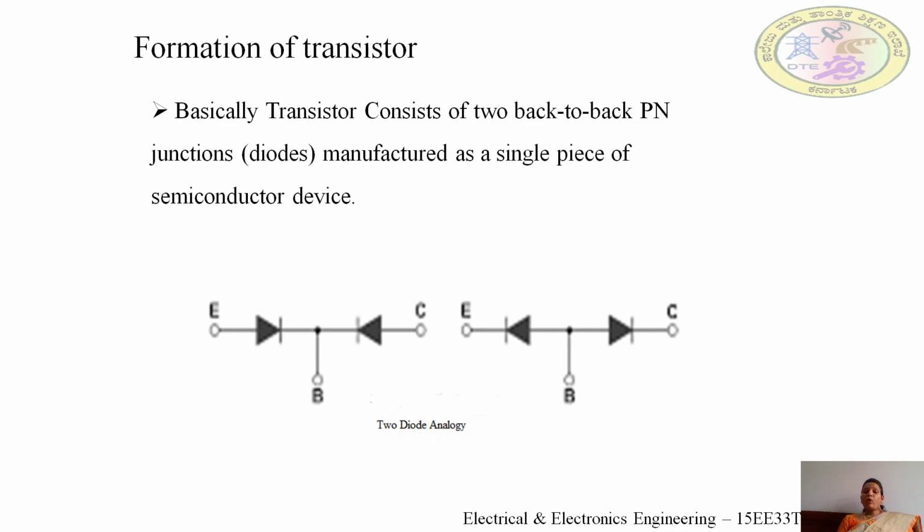So as we have already discussed in the earlier session, a transistor consists of three layers, that is emitter, collector and base being the middle layer. So it can be thought of as two PN junctions connected back to back as shown in the figure, but it is manufactured as a single piece of semiconductor device. So a transistor is nothing but two PN junctions connected back to back.